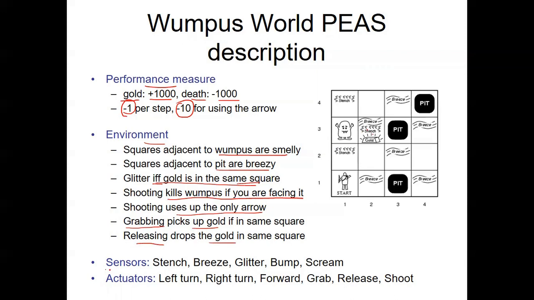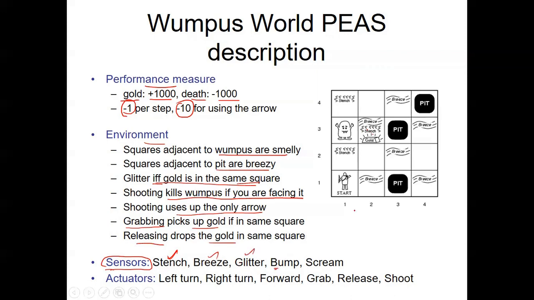And let us assume that the agent has sensors to sense these things. The agent can sense the stench, the bad smell. The agent can sense the breeze. The agent can sense the glitter and bump.